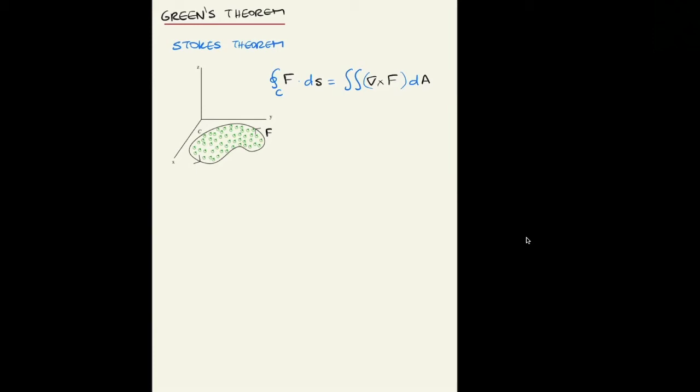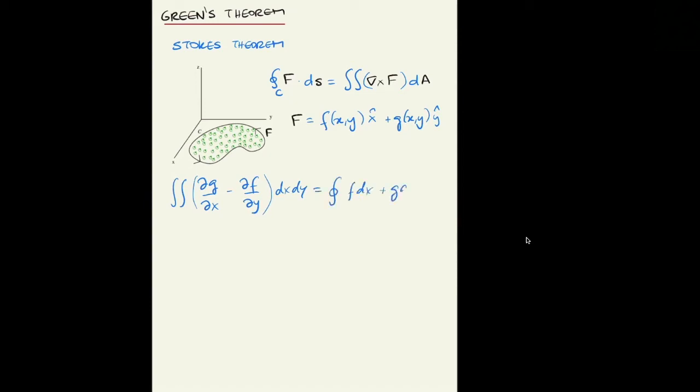So say that you have this function f divided into a function little f of xy in the x direction, plus a function g of xy, which is in the y direction, and the curl then is pointing in the z direction. So Stokes' theorem then becomes the surface integral of (dg/dx minus df/dy) dx dy, which is equal then to the line integral of f dx plus g dy.